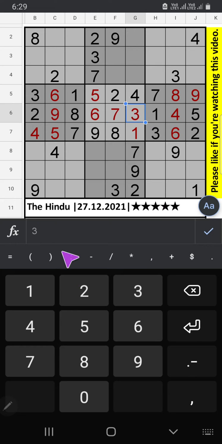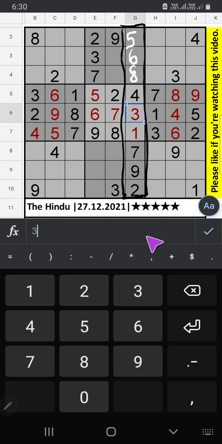Also we finished 6th row, 5th row and 7th row. In column G, 3 numbers are remaining: 5, 6, 8. Later we will verify, later we will confirm. Then in grid 2 only 2 numbers are remaining, 1 and 4, will confirm later. Then in column F, 2 numbers are remaining, 5 and 6.